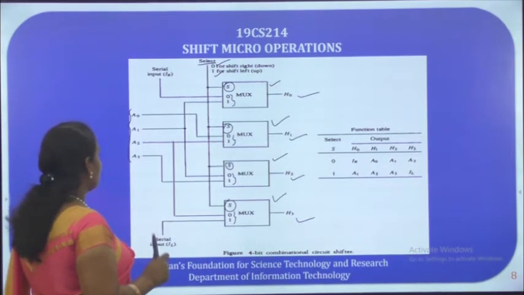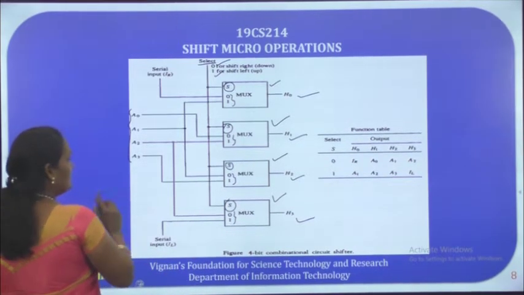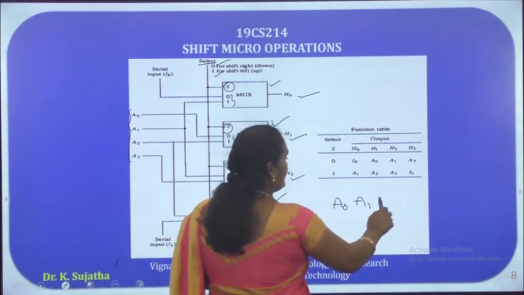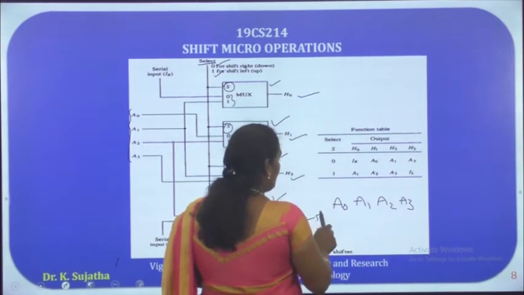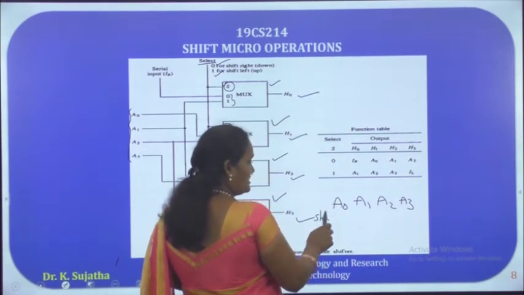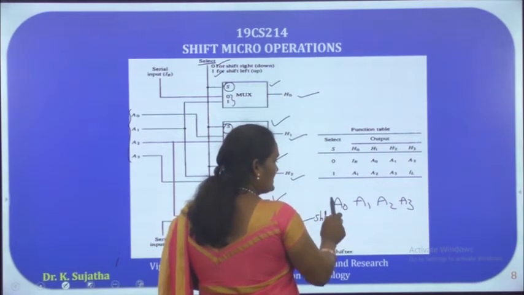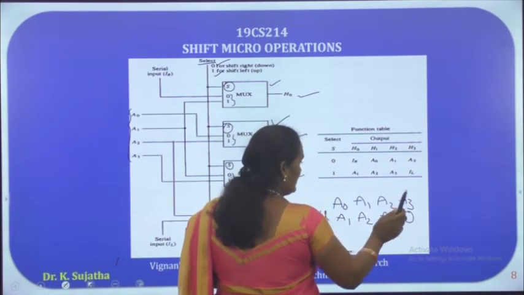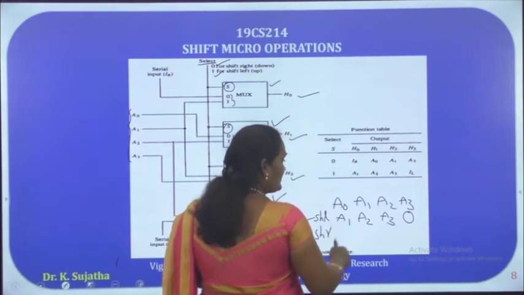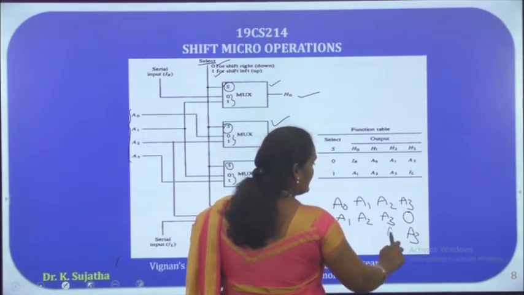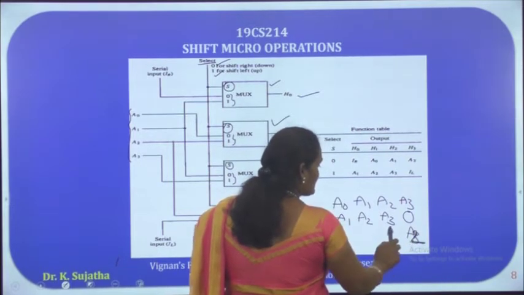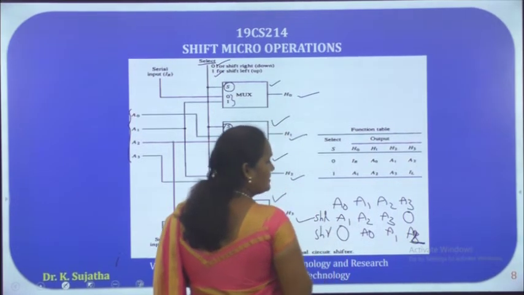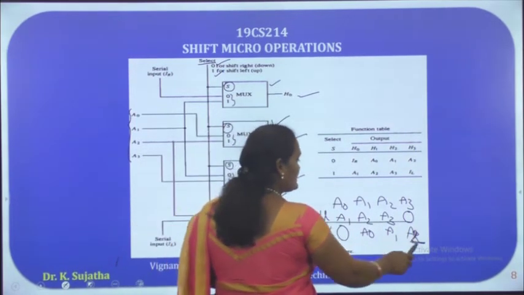So here, let us observe the things. I have the numbers A0, A1, A2, A3. If I want to shift towards left, what happens? This bit will be discarded. A1 comes here, A2 comes here, A3 comes here, and here a 0 comes. If I want to shift towards right, what happens? A3 will be discarded, A2 comes here, A1 comes here, A0 comes here, and here a 0 comes. So this is the left shift and this is the right shift.